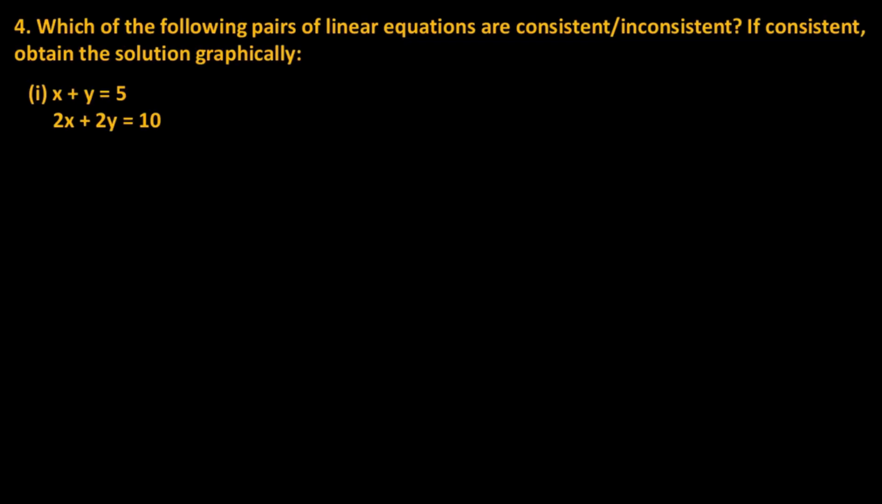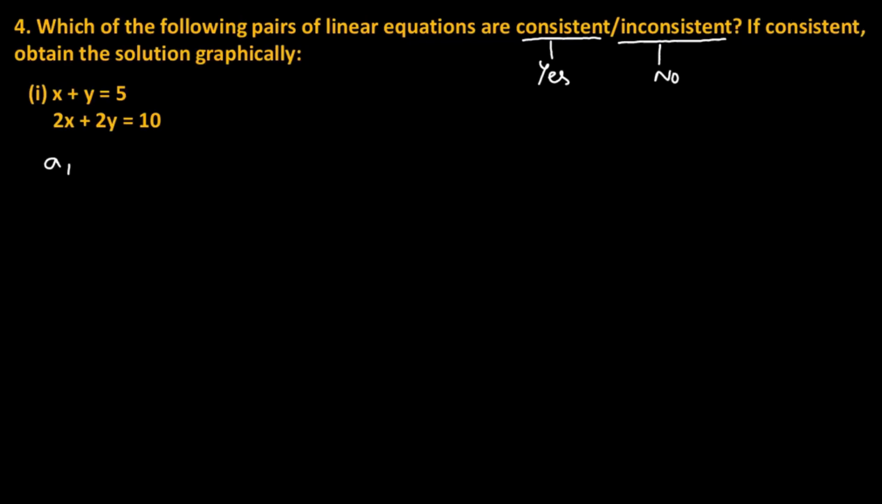Hi everyone. The fourth problem in exercise 3.1. Which of the following pairs of linear equations are consistent or inconsistent? If consistent, obtain the solution graphically. So, if the equations are consistent, there is a solution. If equations are inconsistent, there is no solution.